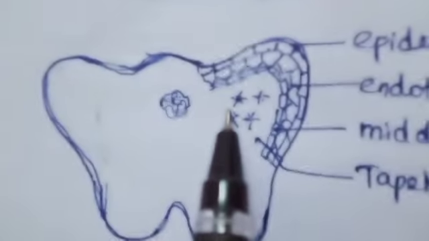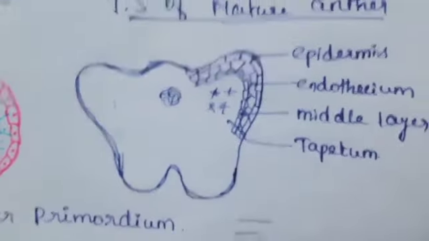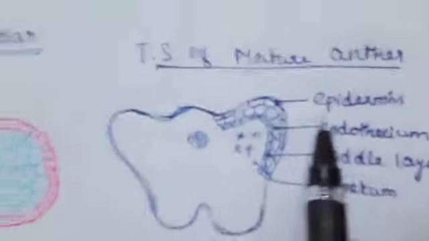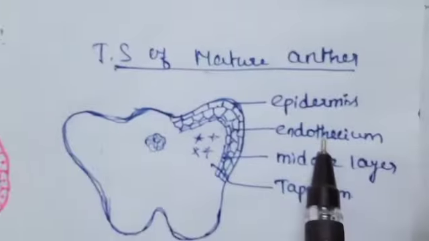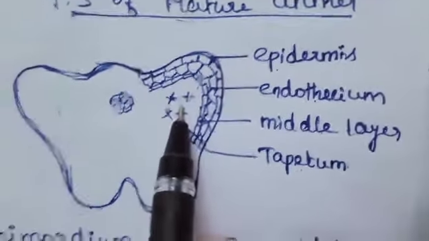The primary parietal cells undergo periclinal and anticlinal division. This is a periclinal division. This is an anticlinal division, to form 2 to 5 layers of anther walls. They are named epidermis, endothecium, middle layer, tapetum from periphery to center.